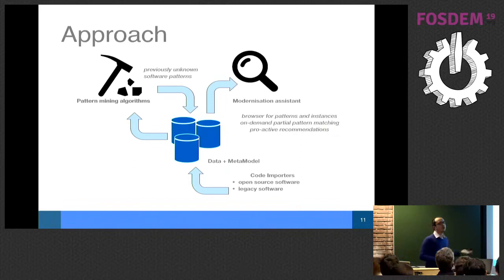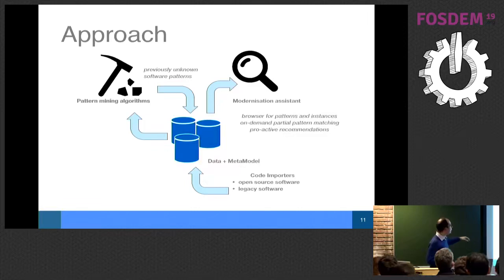For doing this, we need a meta model. This meta model should be able to gather the information and provide this information to our pattern mining algorithms. But first of all, we have to work on importing this data. At this point of our project, we have different importers. For example, we are able to import Java code from open source projects, but we are also able to import legacy systems. For example, we are able to import COBOL code.